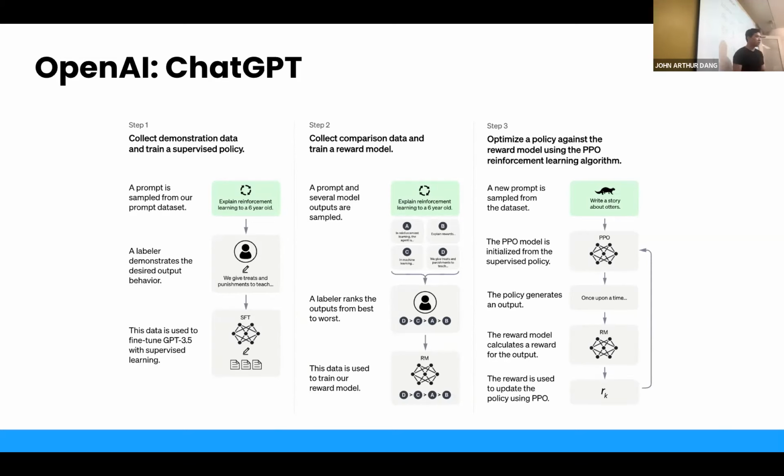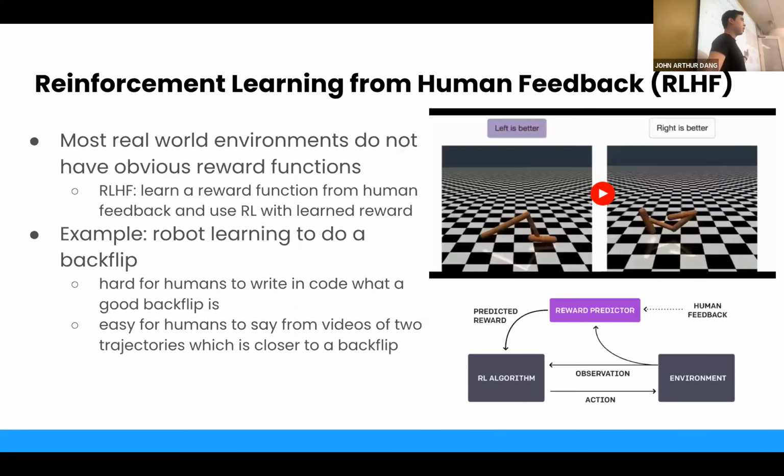But before we do that, we should introduce a paradigm. This paradigm I just described on the previous slide, steps 2 and 3, is what's called reinforcement learning from human feedback. As I alluded to earlier, it turns out in many cases it's really hard for humans to hand define and code up a reward function that actually defines what we want. And most real world environments do not have obvious reward functions.